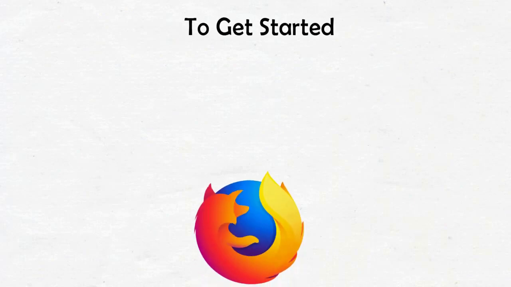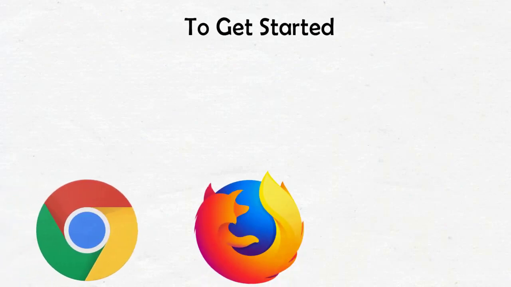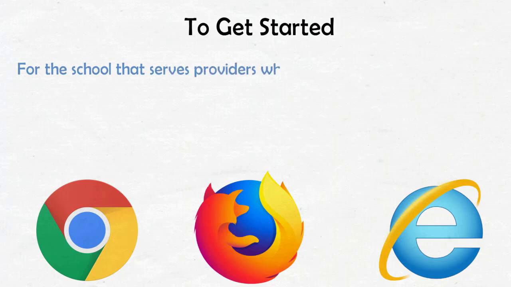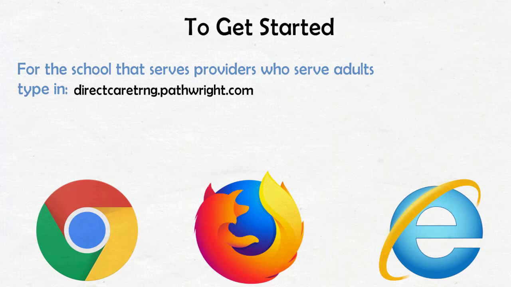To get started, enter the school from your browser. Note that Firefox, Explorer, and Chrome are browsers that work well with the schools. For the school that serves providers who care for adults, type in directcaretrng.pathright.com. That's Direct Care Training, but training is abbreviated.